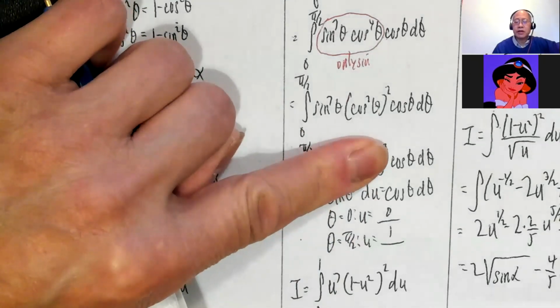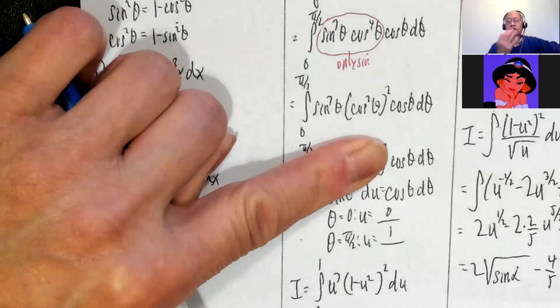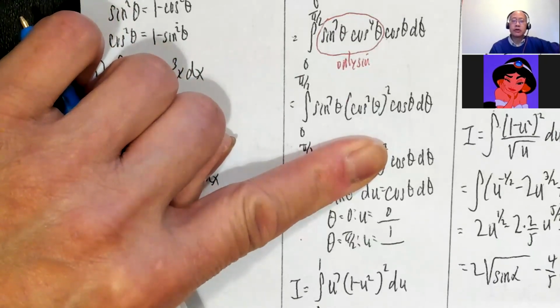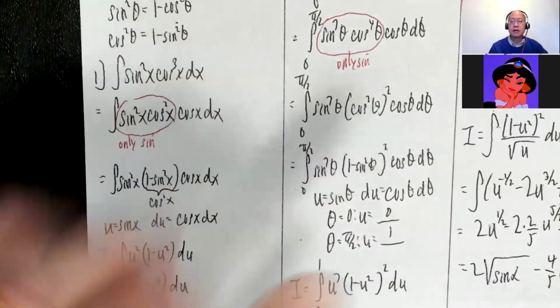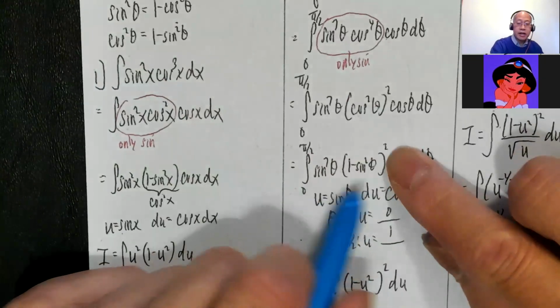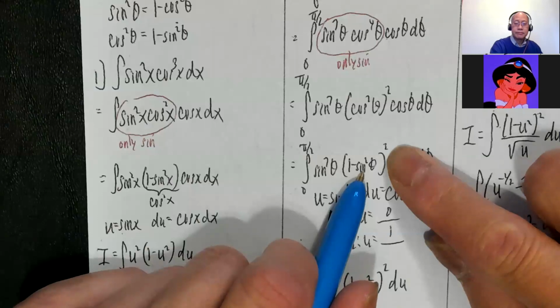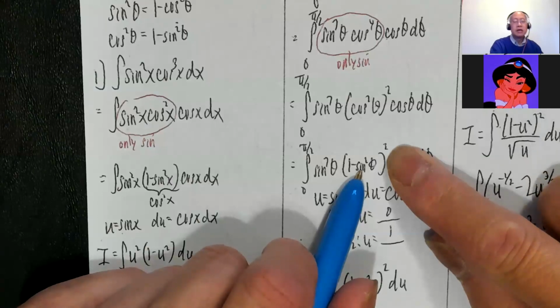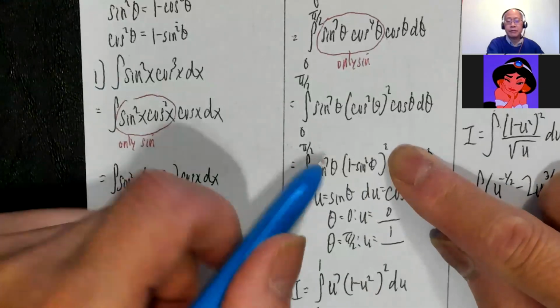Okay. So the object was to get all of this stuff, whatever's behind my finger, to only say sine. The only trig function is sine. Then I do a u substitution. Let u be sine theta, du is cosine theta d theta. So now all of this stuff right here only says sine. It's going to be a messy polynomial, but at least it's a polynomial. I like polynomials.